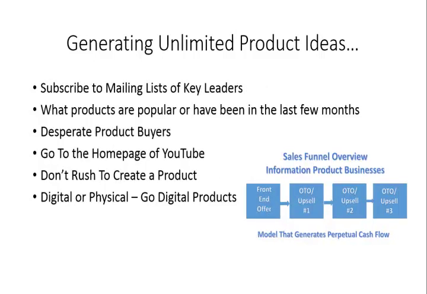So in continuing our discussion on generating unlimited product ideas, one of the things that you can do is subscribe to mailing lists for key leaders. You want to start thinking about, and we talked about this at the beginning, what products are or have been popular over the last few months. You're looking for the kind of products that basically identify desperate buyers. These are people who need to have a problem solved, and they buy product after product until they get the answer.